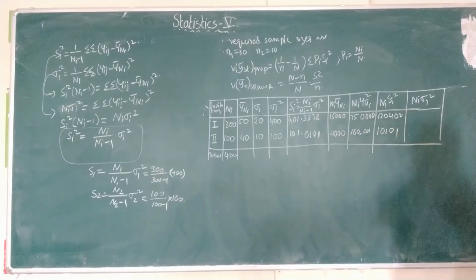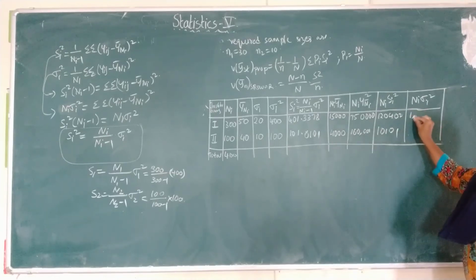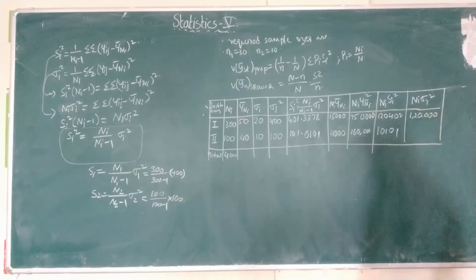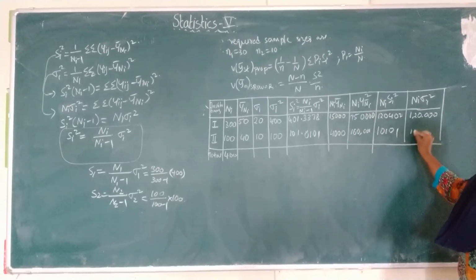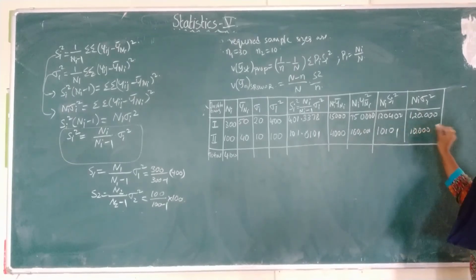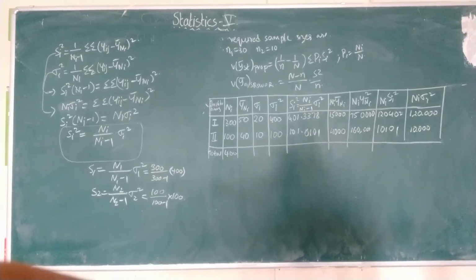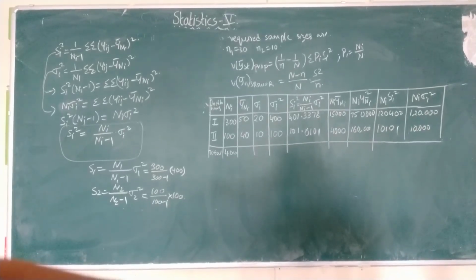Next, find out Ni into sigma i square. You will get 120,000, and similarly, the next value you will get is 10,000. Now calculate all the totals of it and continue the procedure.